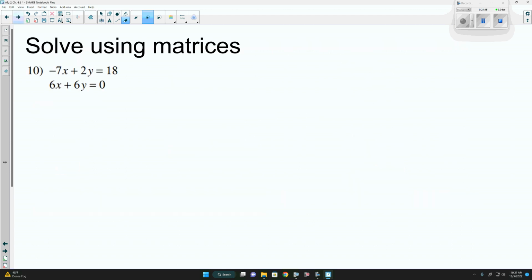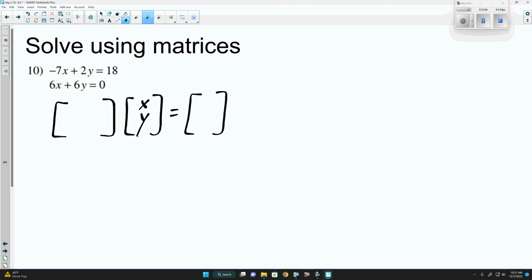So, when we look at this here, solving this using a system of matrices, what we're saying is that we have really three matrices. The middle one is going to be xy. If we had three variables, it would be x, y, z. The first matrix is just going to be the coefficients. So we have -7, 2, 6, 6. And the last one we have is 18, 0.